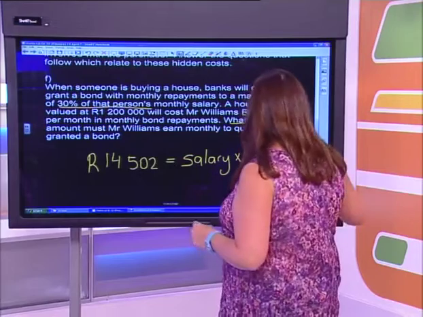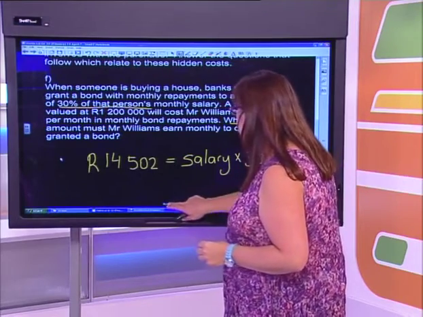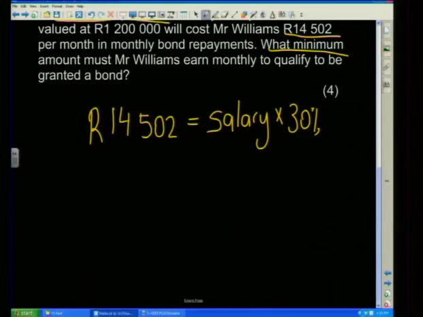So let's do this calculation. I want to know what his salary is, so I'm going to get salary on its own. So I'm going to divide this by 30%. I always do the opposite of what is done in the formula. So now I'm timesing, I'm going to divide, because then those cancel, and I'm going to divide on the other side by 30%.